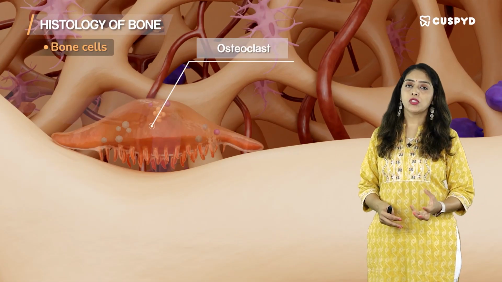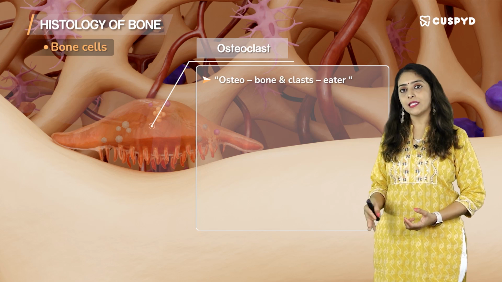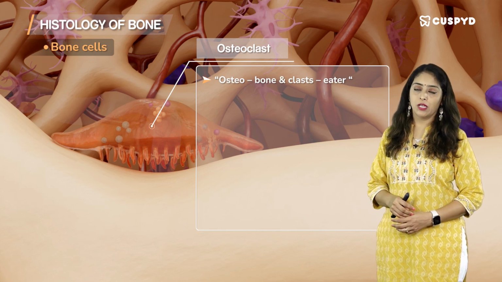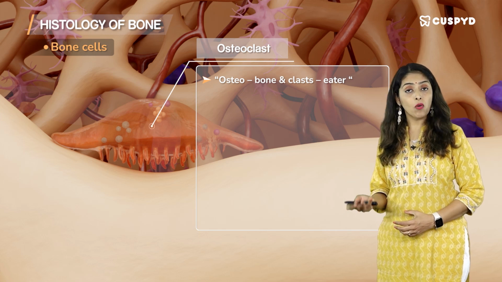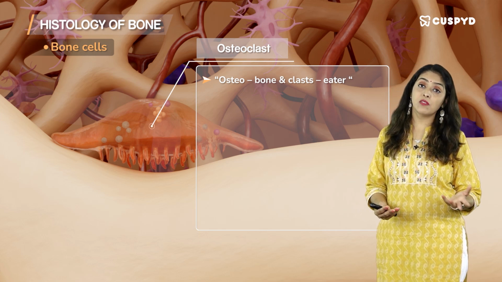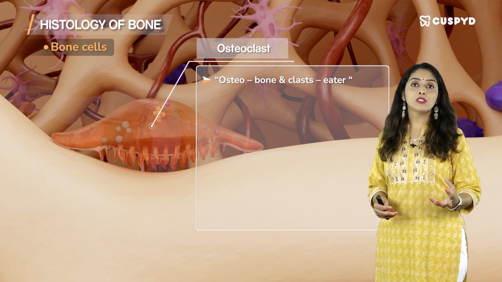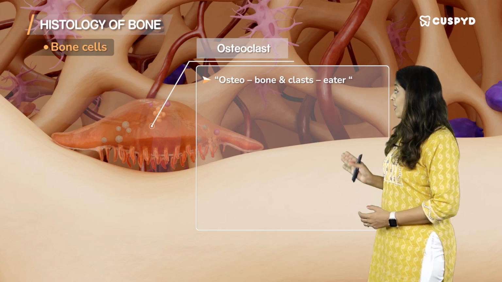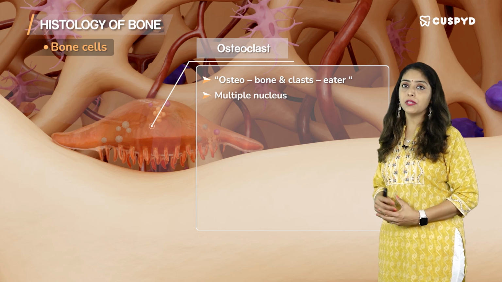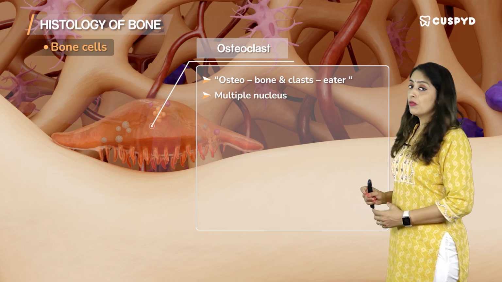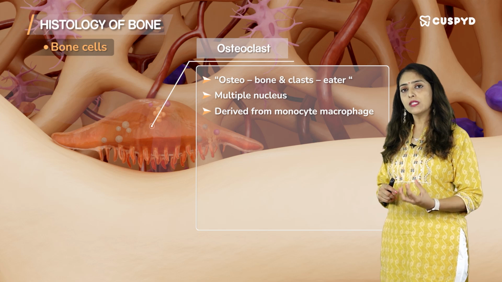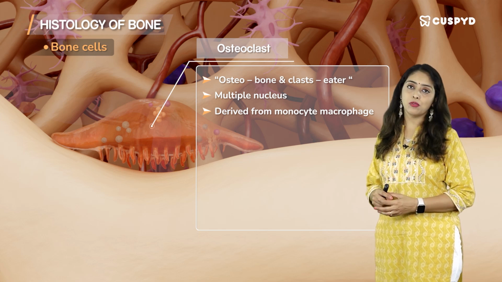Osteoclast. Osteo meaning bone, clast is eater. So osteoclasts are the cells that will remove bone. So how do I identify osteoclasts and differentiate them from osteoblasts? Osteoblasts are single nucleated cells, have only one nucleus, whereas the osteoclasts have multiple nuclei. These osteoclasts are derived from the monocyte macrophage lineage. So monocytes are cells that have a single nucleus.